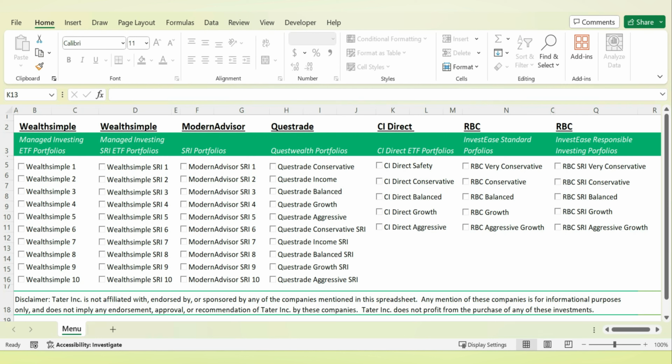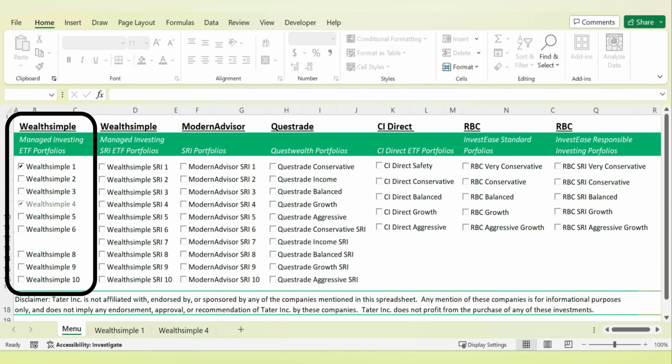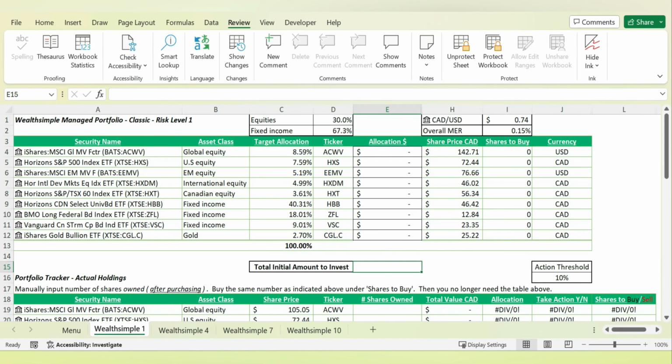As you can see, their different offerings are numbered. So let's open up Wealthsimple 1, 4, 7, and 10, number 1 being the most conservative and 10 being the most aggressive. Now, it's important to watch this next section for investors of all risk tolerances because even though we are going to be looking at risk level 1 with the highest percentage of fixed income, the more aggressive portfolios with higher percentages of equities have the identical ETFs as this one.